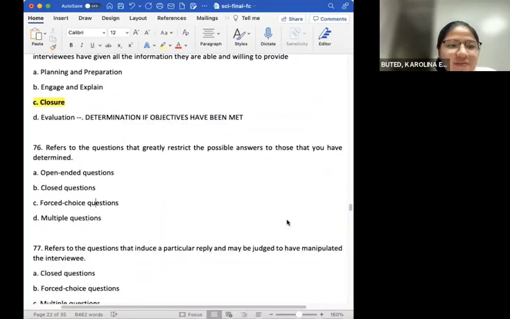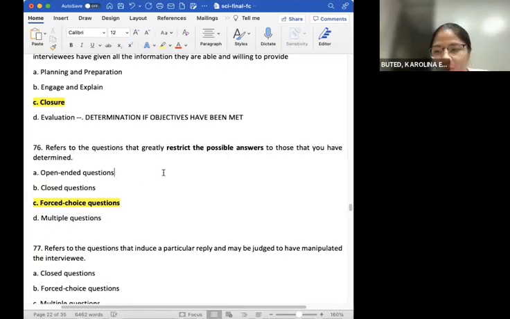Okay, number 76. It refers to the question that greatly restricts the possible answers to those that you have determined. Restrict the possible answers. Mamimili lang siya. So tawag natin dito ay forced choice question. Mamimili lang siya ng isasagot.